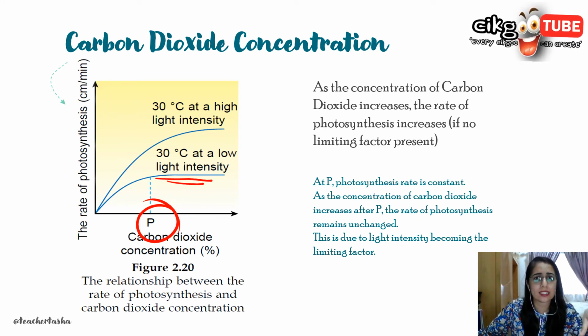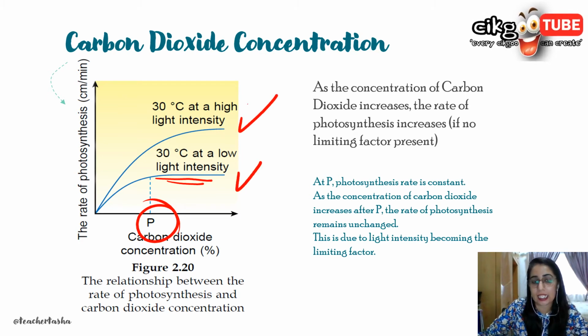Now why is this happening? This is actually due to the rate of photosynthesis being limited by the light intensity. That means the supply of light is not enough. So if there is not enough light, light intensity is known as the limiting factor. So it depends on the light intensity. If you look at this, low light intensity and high light intensity. The light intensity will be the limiting factor for carbon dioxide concentration in the process of photosynthesis, whether the photosynthesis rate is high or low depends on this.